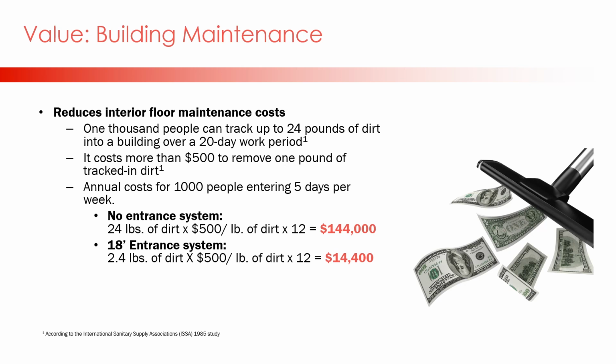That is a significant savings, so let's walk through how that savings is achieved. An entrance flooring that removes 90% of the contaminants only allows in 2.4 pounds of dirt for 1,000 people in the 20-day period. Again, that is assuming the business is only open weekdays. The monthly cost to remove the 2.4 pounds of dirt is $1,200. That equates to an annual cost of $14,400.